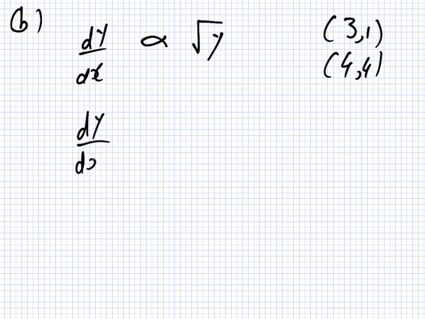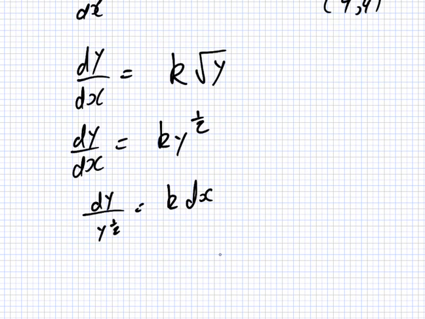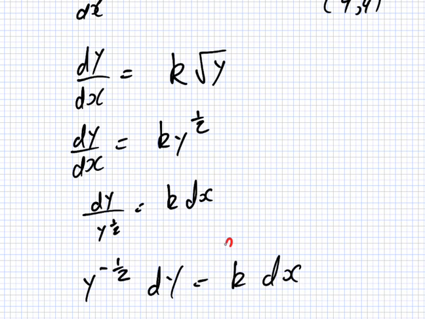dy/dx equals k root y. dy/dx equals k y to the power of a half. dy over y to the half equals k dx. So I have here y to the power of minus 1/2 dy equals k dx. And now I can integrate both sides.